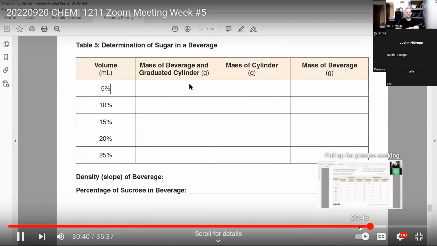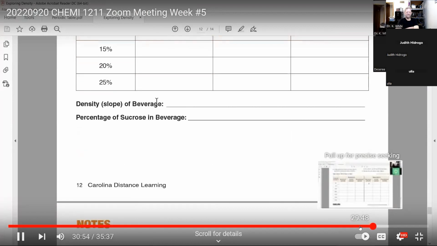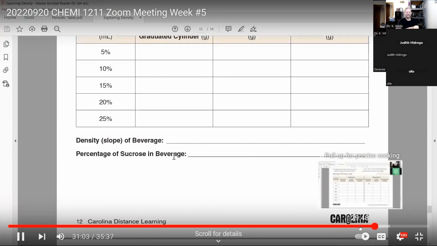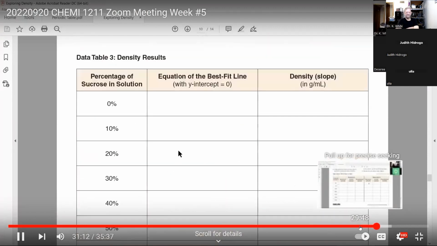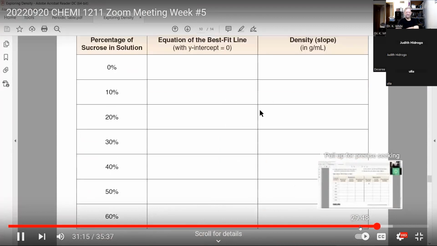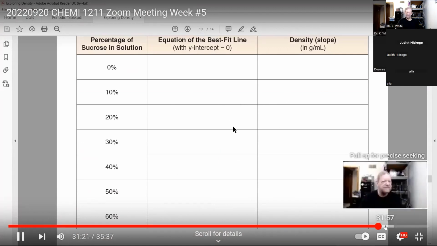And you divide the mass, which is the weight of the cylinder and the beverage minus the weight of the cylinder. Then you can graph that just like I did, and you'll get the percent sucrose based on the slope. You can look at the different slopes you had from your earlier work, and the density of this, which is closest to the densities of the different percents of sucrose you did earlier, will tell you the percent of sugar in the beverage.